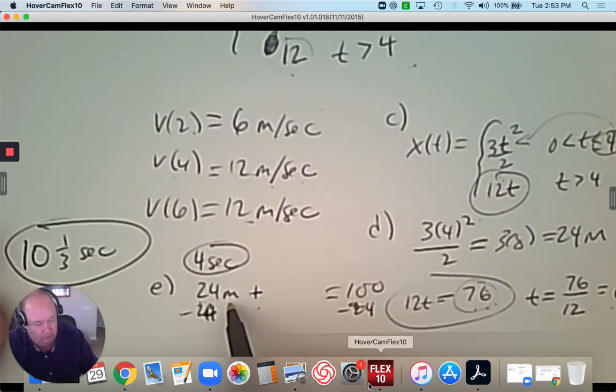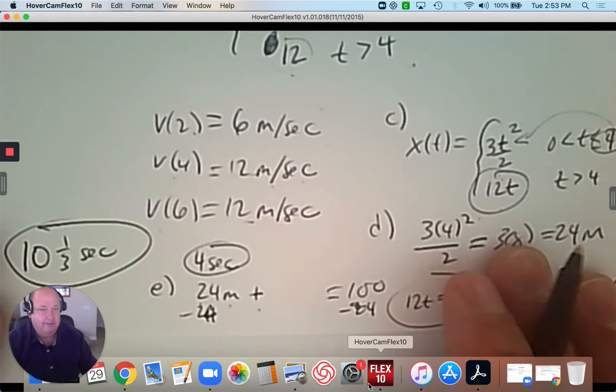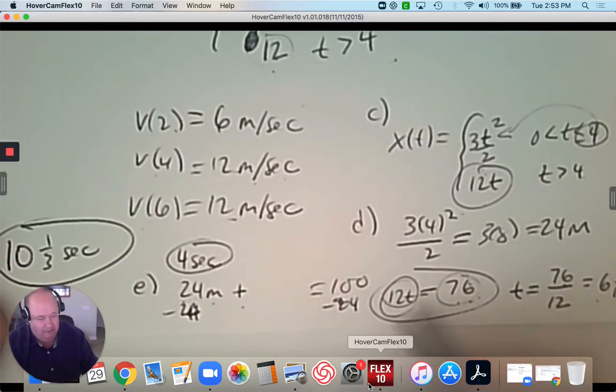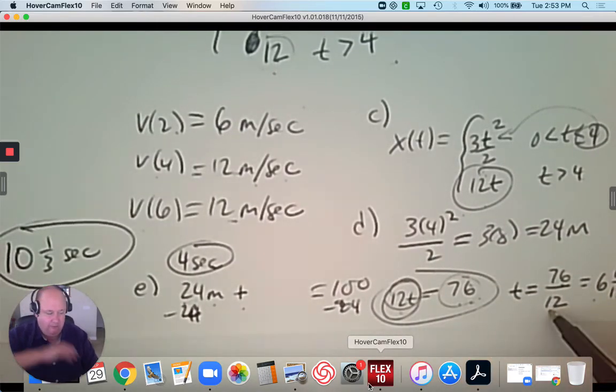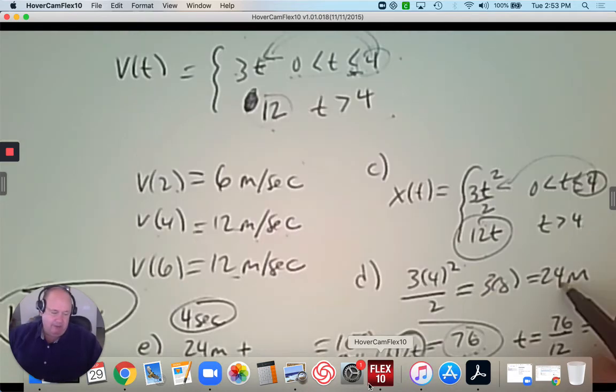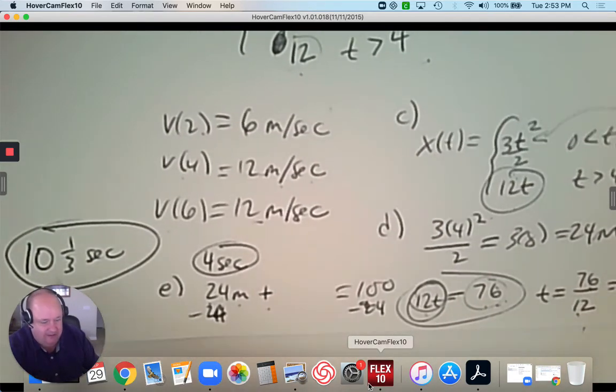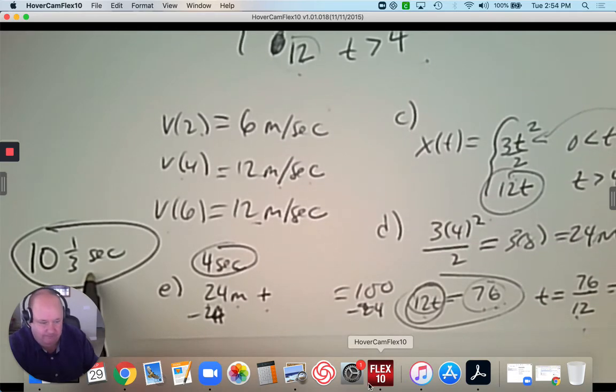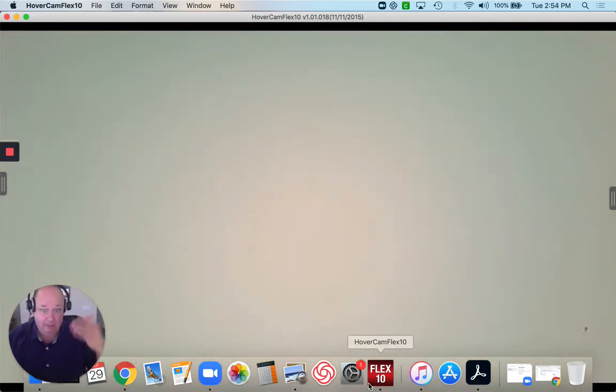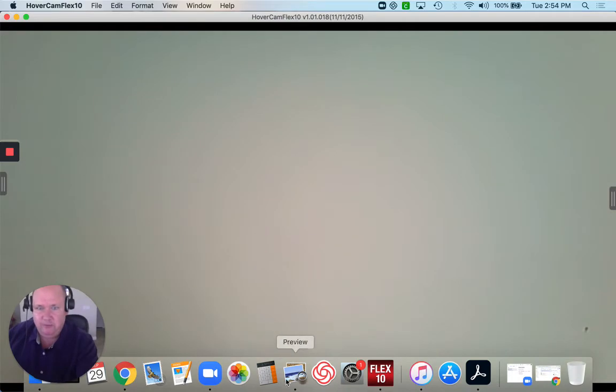For the first 24 meters, it took 4 seconds. There are 76 meters left. Divide, that's the rate, 12t. Divide by 12. So for the last 76, it would take 6 and a little bit. Put it together, and you get 10 and 1/3 seconds. All right, that's a great thinking person question for sure to go through.